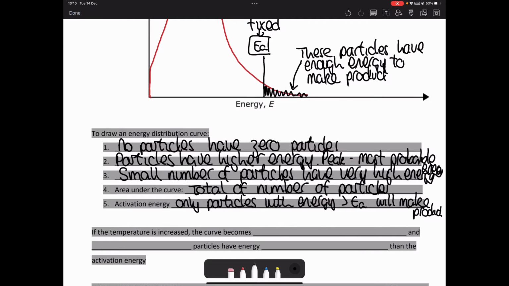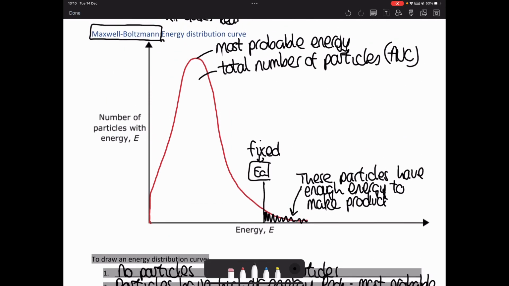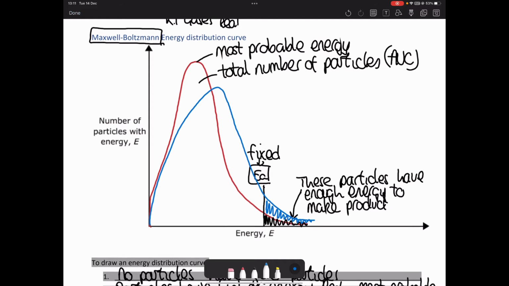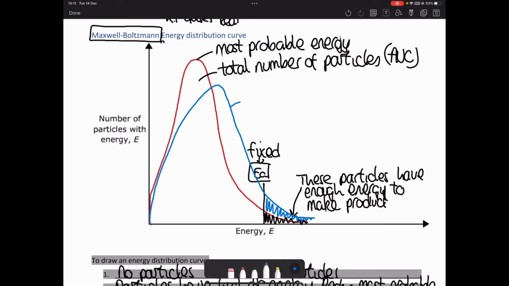Okay, now we have to consider a scenario. If we now increase the temperature of this system, what is going to happen to it? So I'm going to change the color of my pen. So we're going to increase our temperature. What happens is we now suddenly get more particles that have more energy. So we're still going to have a small number of particles that have very high energy. And now we can see from this scenario that suddenly we have all of these particles that have way more energy, so we're now going to get more product. So this is a higher temperature.